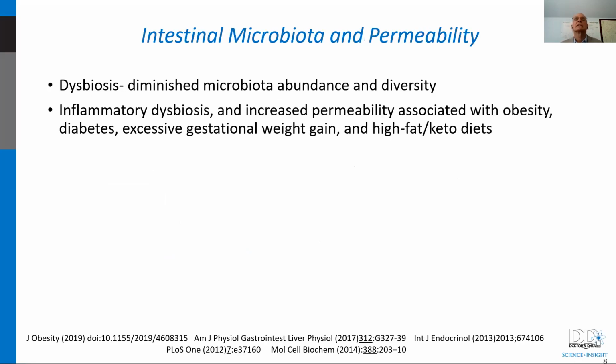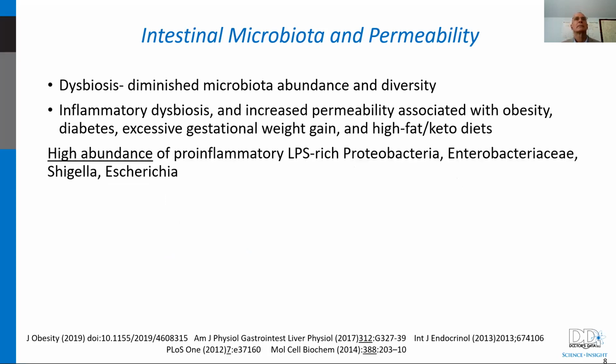So we have all kinds of different dysbioses. We've come to appreciate that now. In general, we're talking here about a very selective, diminished microbiota abundance and diversity associated with a gross imbalance. This inflammatory dysbiosis with increased permeability has been shown to be associated with obesity, diabetes, excessive gestational weight gain, and high-fat keto diets. I also see it with severely restricted FODMAP diets.